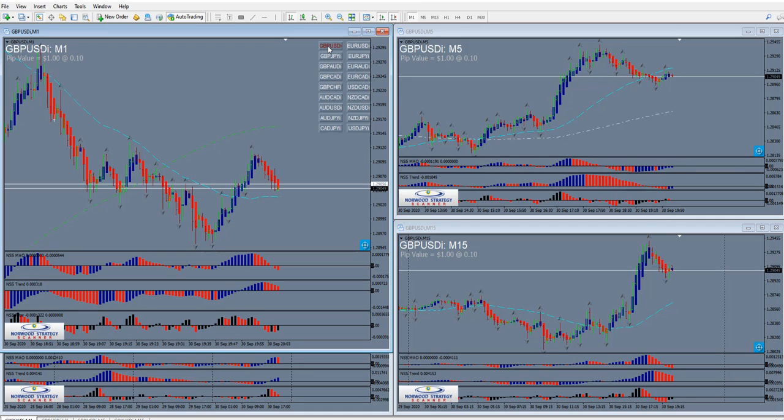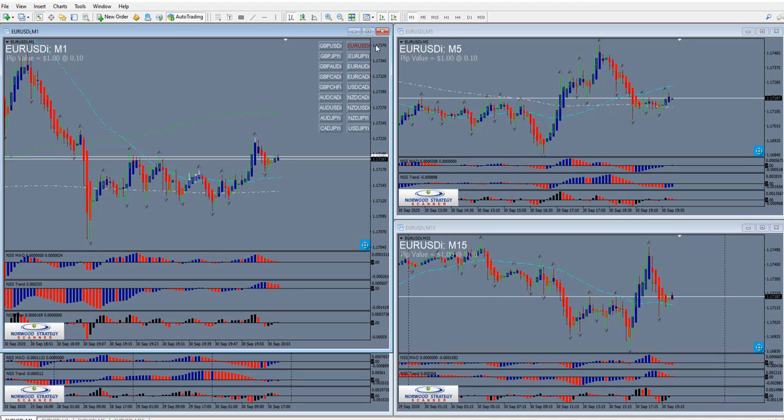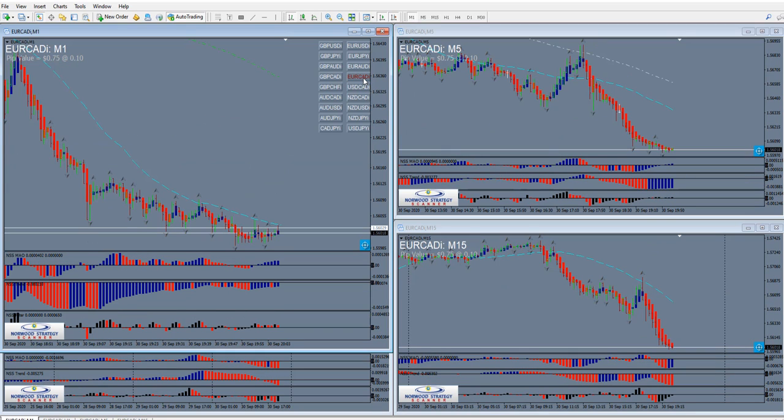Here is how it works. We're on the pound dollar. If we wanted to go to the euro dollar, we just click that. You notice it changed all of them at the same time. Euro CAD changed them all at the same time.